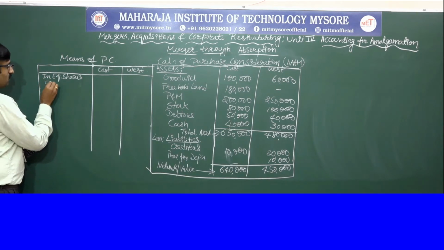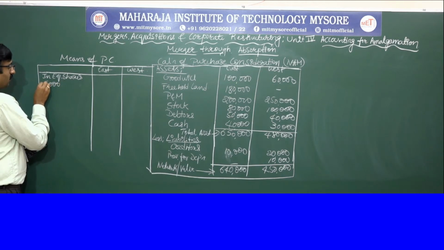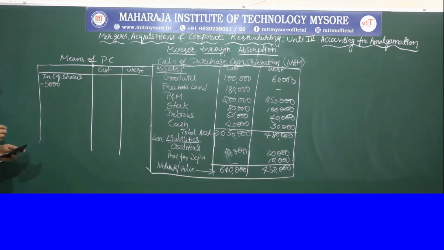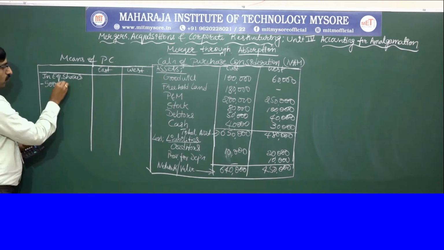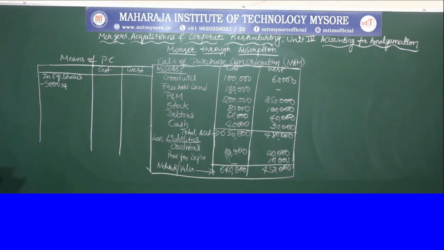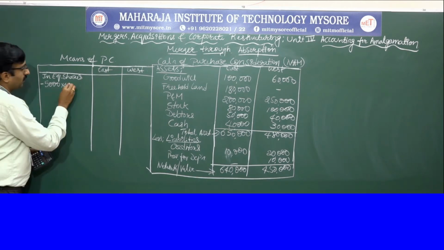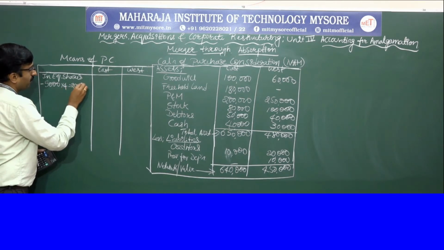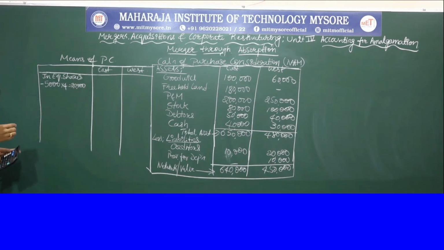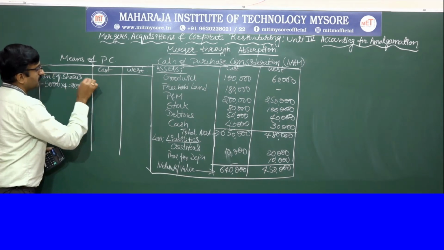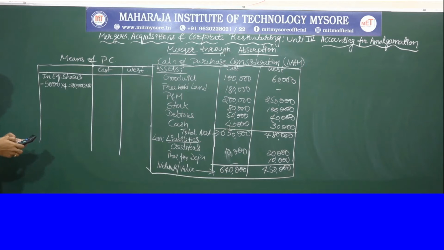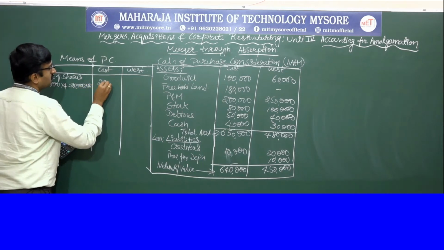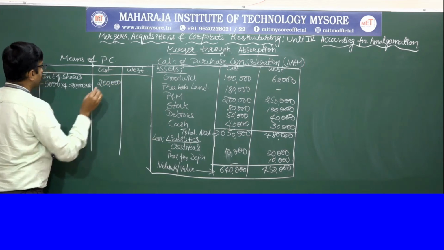So 5,000 shares for East Limited, into 4. How much will you get? You will get 20,000. Isn't it? So 20,000 into per share 10 rupees. So 20,000 into 10, you will get 2 lakh rupees. The equity is 2 lakh rupees.